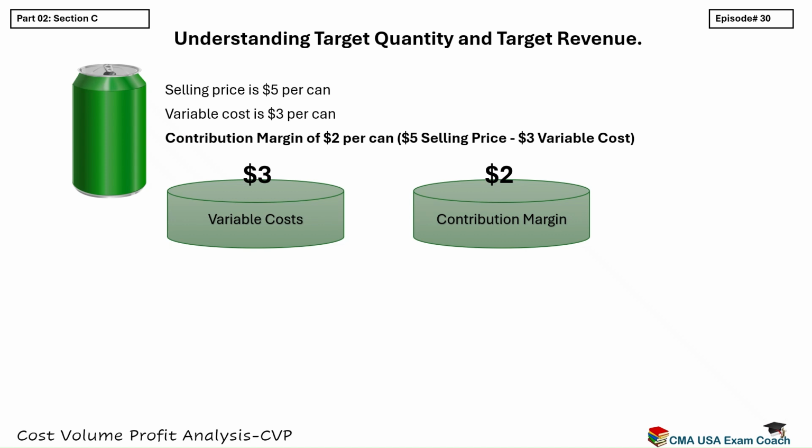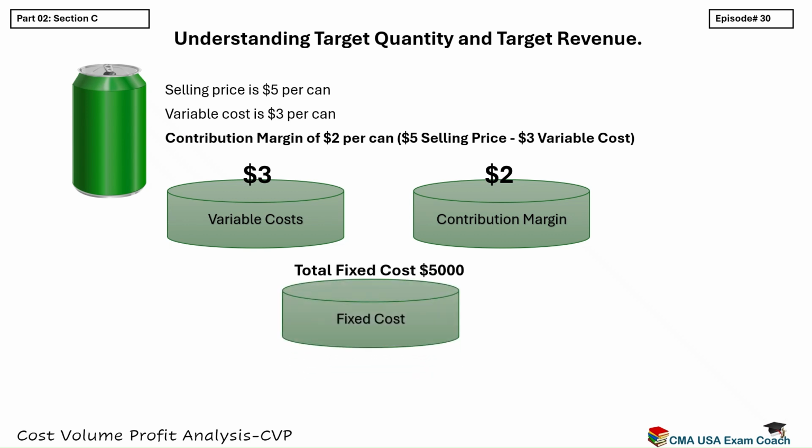And the remaining $2 becomes my contribution margin. This $2 doesn't go to profit yet. It first goes to recover the fixed costs. So let's say my total fixed cost is $5,000 per month. Now here's the key question. How many cans do I need to sell to recover this $5,000 in fixed costs?